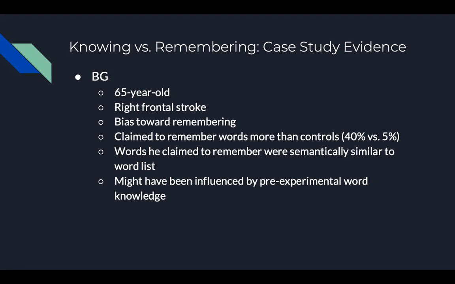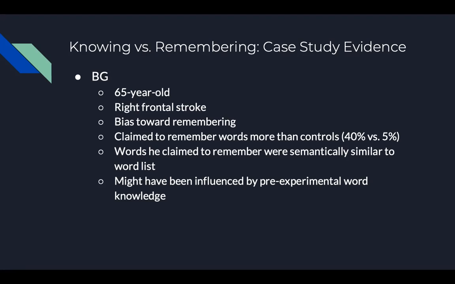Researchers also talked about, well, maybe he was influenced by his word knowledge just before the experiment. Maybe there are already pre-existing connections in his mind that made him more likely to say that he remembered, or to interfere with his memory process in that way.